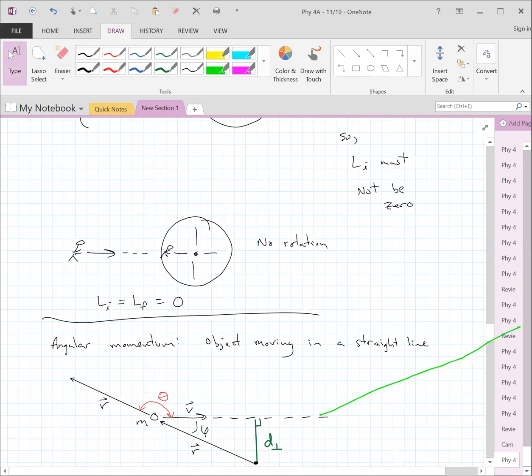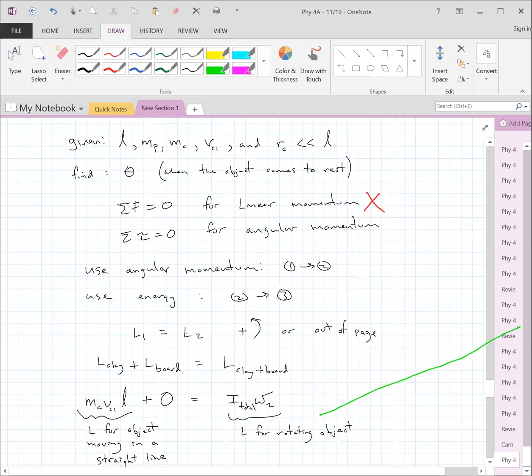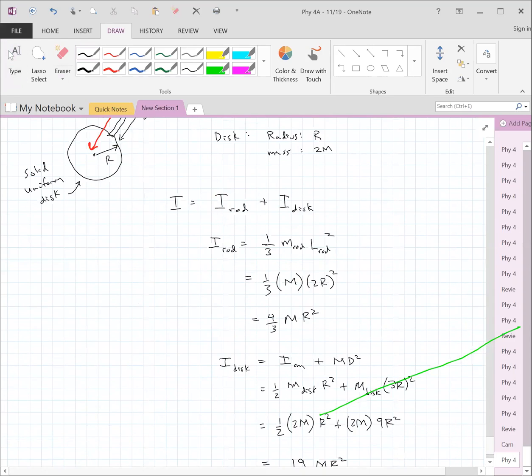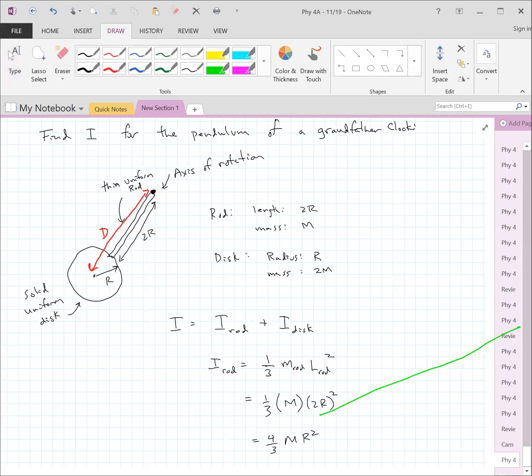Okay, so work on this a little bit. I'll show you a case where you can use both linear momentum and angular momentum to solve the problem next time. But we've covered a lot here, so take a look at this. Any questions before we end this?